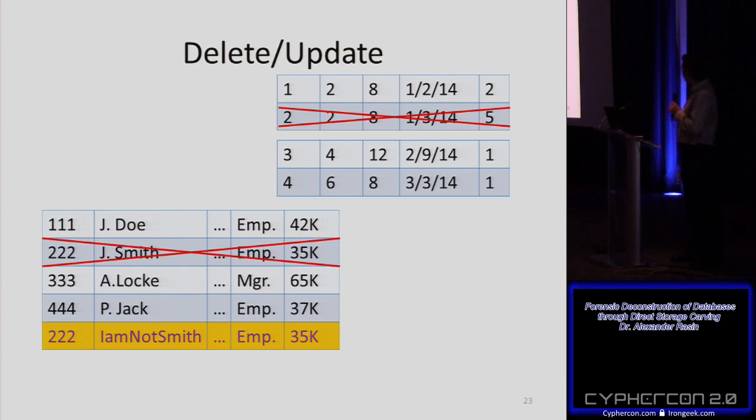And then if you have an update, especially if you have an update to a larger value, so in this case changing Smith to not Smith, you can't fit the original value where the old value used to be, so you have to delete the old one, like you do normally, and then reinsert a new one. So pretty much everything stays around for an indefinite amount of time.